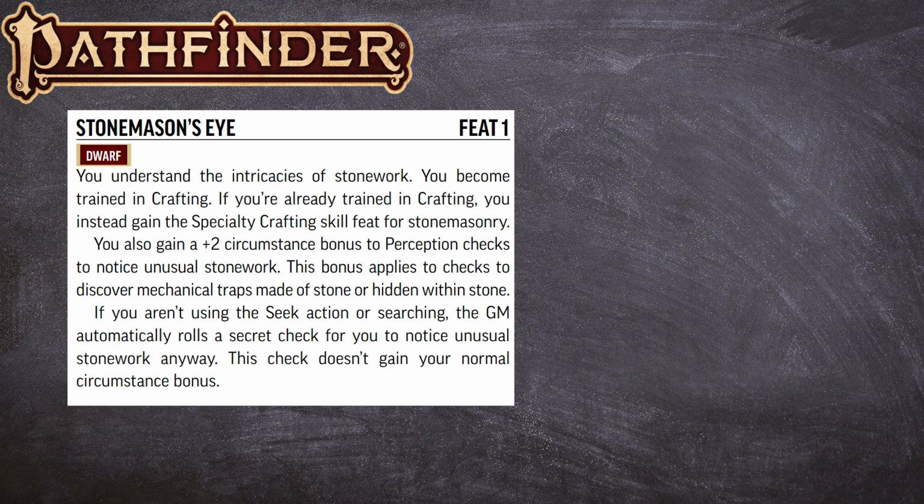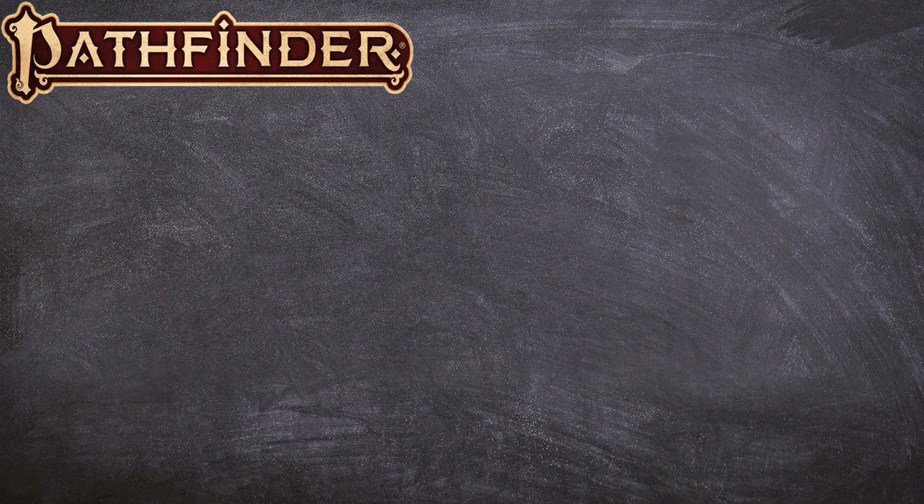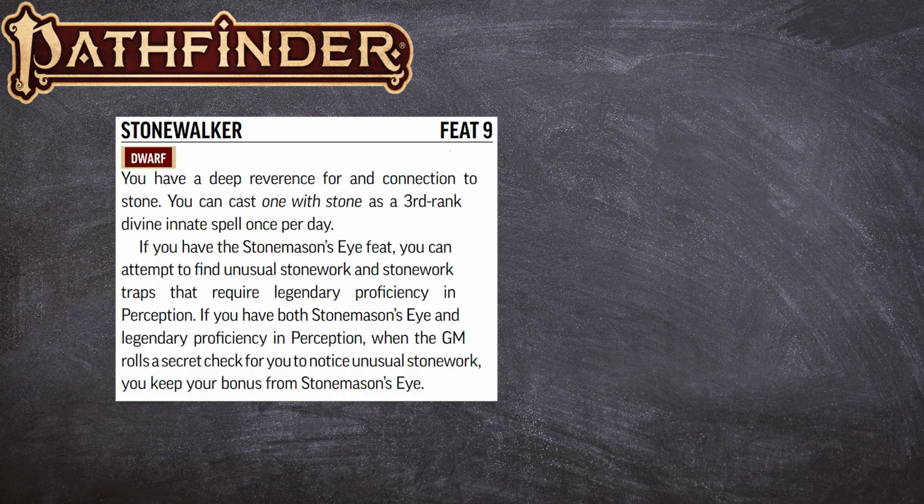So Stonemason's Eye, the biggest change I think I'm seeing here is that you now get trained in crafting, and if you were already trained in crafting, you get the specialty crafting skill for stonemasonry. That's really useful. Okay, so the next change happened in the Stonewalker.